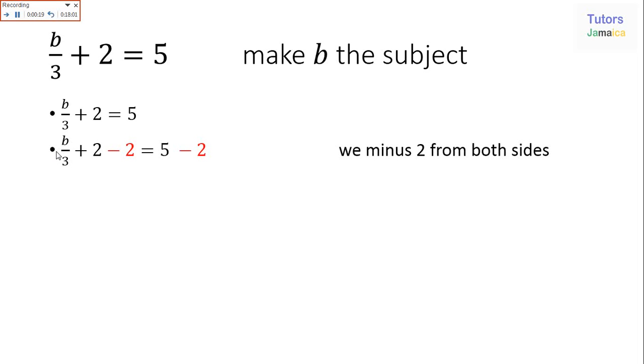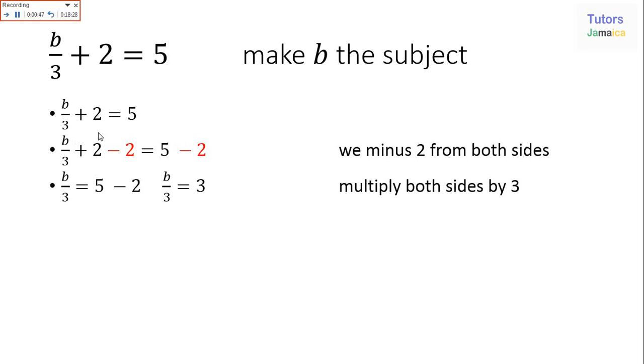So the first thing we need to do is to subtract. We subtract 2 from each side, because, as I said, anything you do to one side, you need to do to the other. We are subtracting 2 to get rid of the plus 2. And anything you do to one side of the equation, you must also do to the other side of the equation to maintain equilibrium. So we end up with B over 3 is equal to 5 minus 2, or just B over 3 is equal to 3.